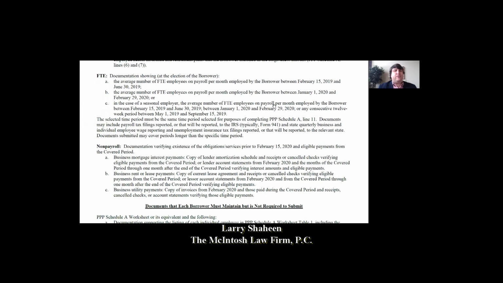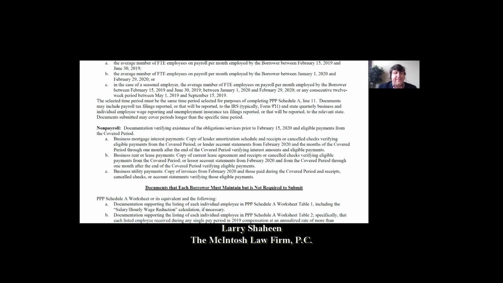Second, full-time equivalency documentation. You have to show average number of FTEs on the payroll per month employed between February and June. You're going to want to show your average number of FTE employees on January or February if that's the election you're taking. Or if you're seasonal, you can select one of the 3 periods. You have to use the same time period as the time period that was selected for purposes of completing your Schedule A line 11. Those documents have to make sure that those coordinate, and they have to be able to be verified.